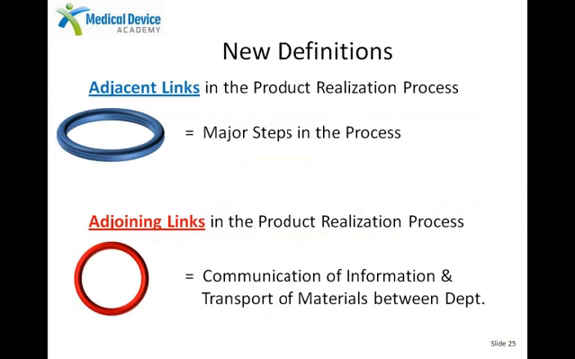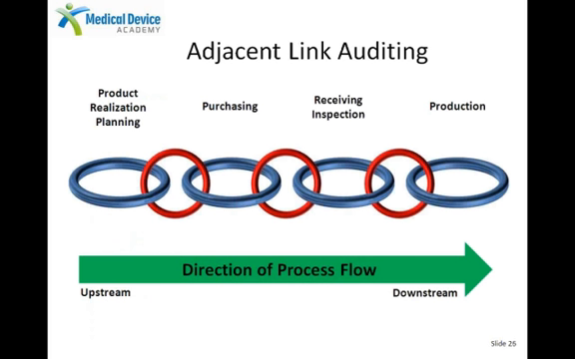So we call the blue links adjacent links. These are the major steps of the process, and the red links are the adjoining links. That's the communication of information and transport of material between departments. So those are new definitions that she and I came up with, and she coined the term adjacent link auditing, and I did the handiwork with the diagrams. I think she came up with the more valuable part.